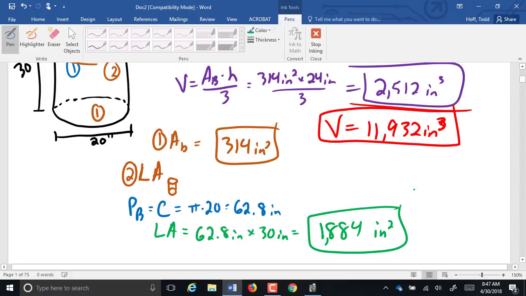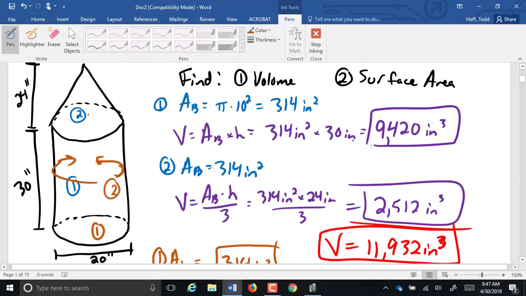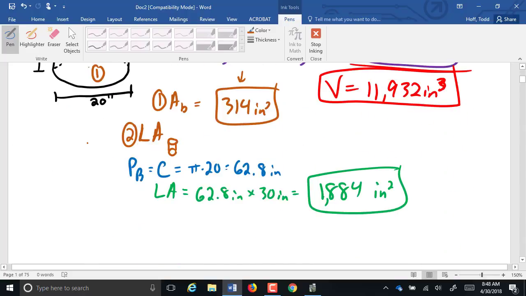So that's piece 2. Piece 3 is the lateral area of the cone. Because the base isn't exposed, the top circle of that cylinder is not exposed, so that's not part of the surface area. Normally, if it was just the cylinder, we'd have to add the base in twice, because there's one on bottom and one on top, but it's covered here. The bottom of the cone is covered, so we don't need an area of the base for the cone.